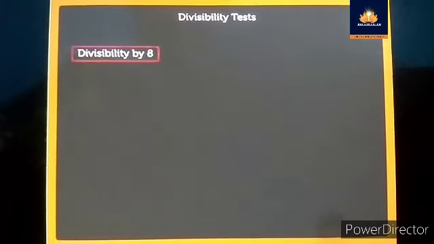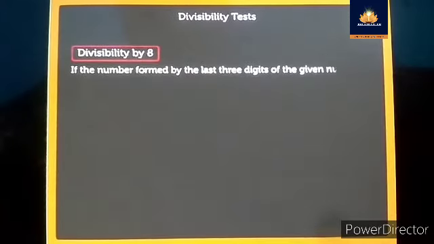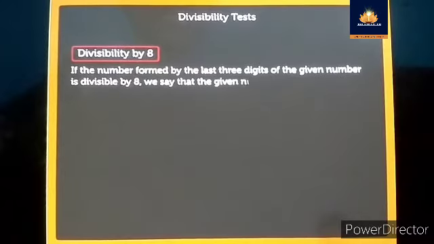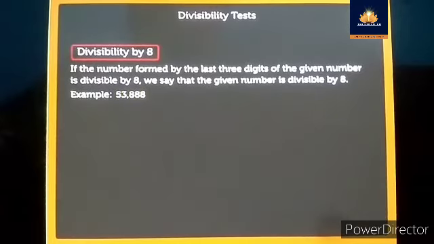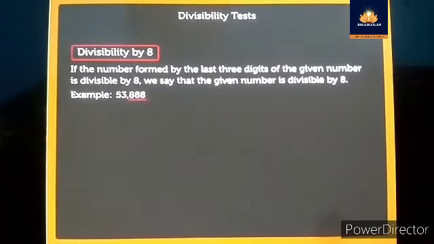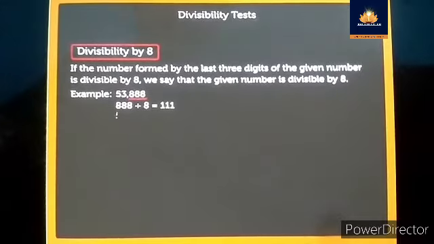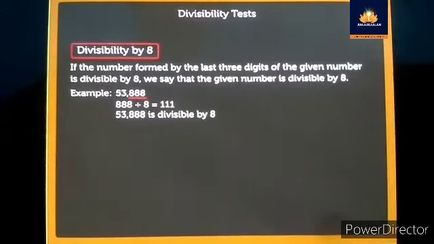Divisibility by 8. If the number formed by the last 3 digits of the given number is divisible by 8, we say that the given number is divisible by 8. For example, 53,888. Its last 3 digits form the number 888, which is divisible by 8. Thus, 53,888 is divisible by 8.